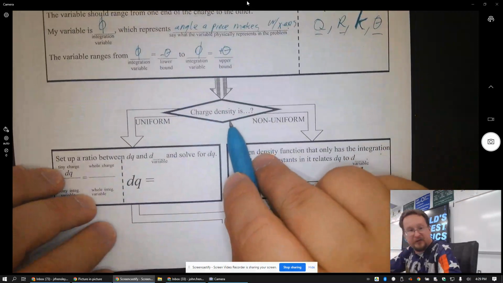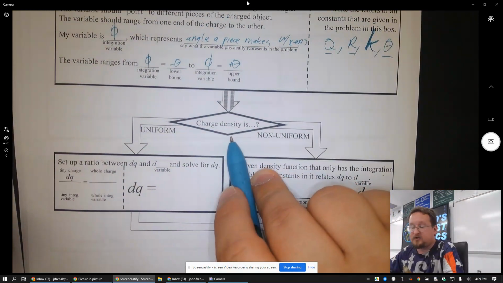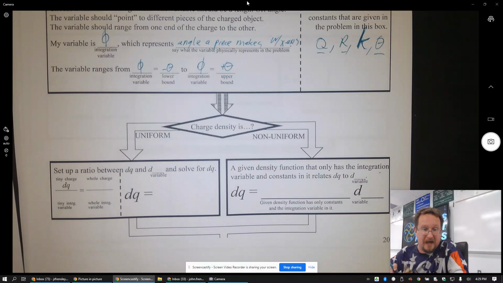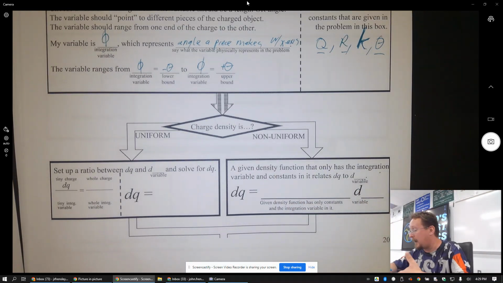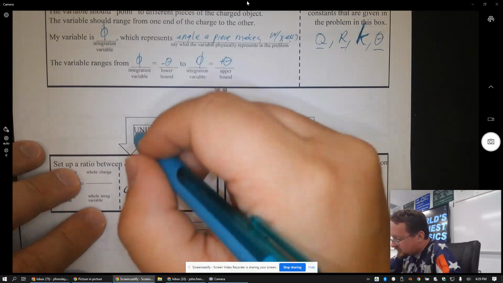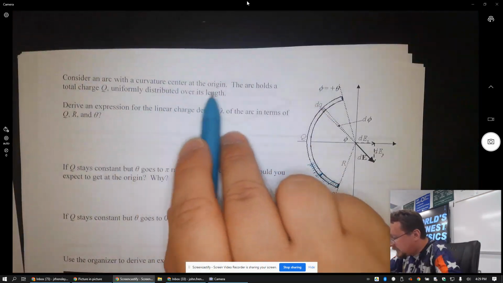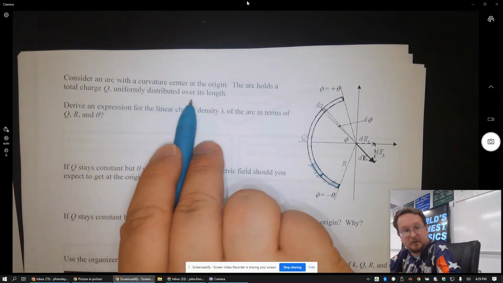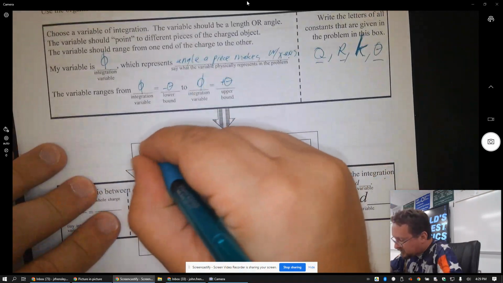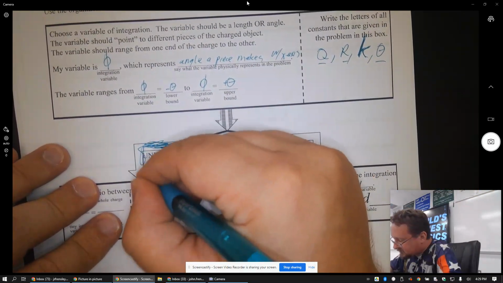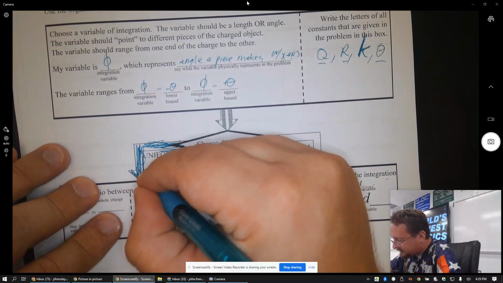Okay, first decision. One of the things you find out about these charts: easy decisions go left, hard decisions go right. So if you go right, that makes it a little bit more difficult. But if you go left, it's easy. The charge density is uniform because it says total charge uniformly distributed over its length. So we're going to shade in that this is a uniform charge. This is the path we take. All right, that's the decision we made.